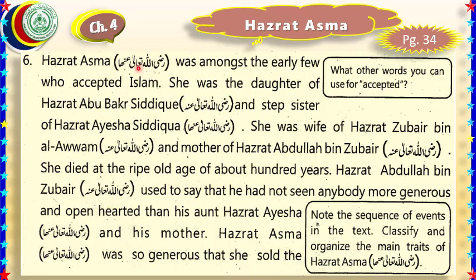Let us read the paragraph. Hazrat Asma Raziallahu Ta'ala Anha was amongst the early few who accepted Islam. She was the daughter of Hazrat Abu Bakr Siddiq and stepsister of Hazrat Aisha Siddiqa. She was the wife of Hazrat Zubair bin Al-Awwam Raziallahu Ta'ala Anhu and mother of Hazrat Abdullah bin Zubair. She died at the ripe old age of about 100 years. Hazrat Abdullah bin Zubair Raziallahu Ta'ala Anhu used to say that he had not seen anybody more generous and open-hearted than his aunt Hazrat Aisha Raziallahu Ta'ala Anha and his mother.